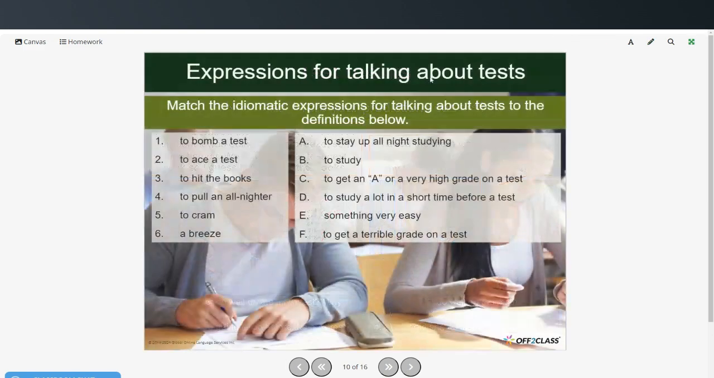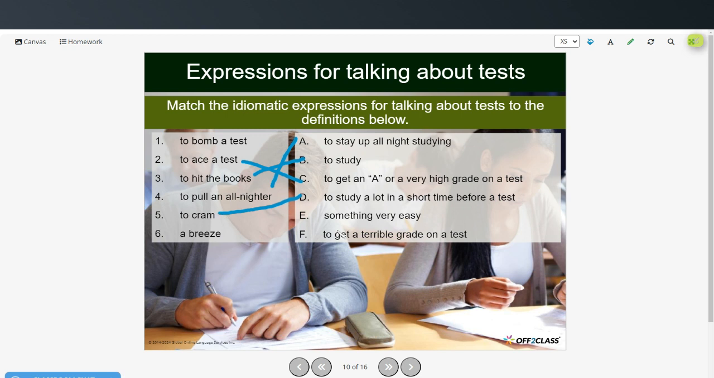Let's go back. So to stay up all night studying is to pull an all-nighter. To study is to hit the books. To get an A or a very high grade on a test is to ace a test. To study a lot in a short time before a test is to cram. Something very easy is a breeze. And to get a terrible grade on a test is to bomb a test.